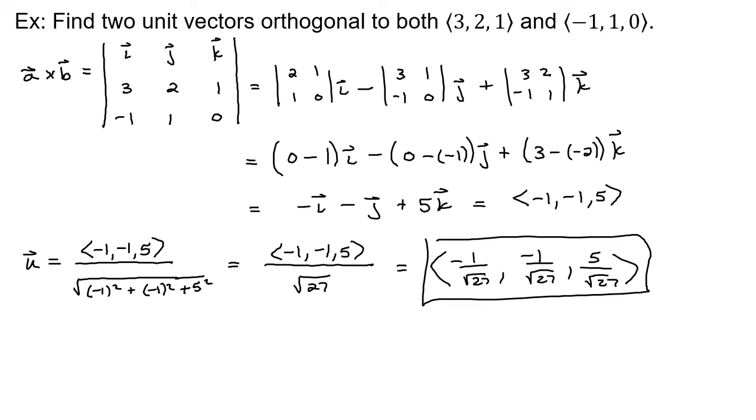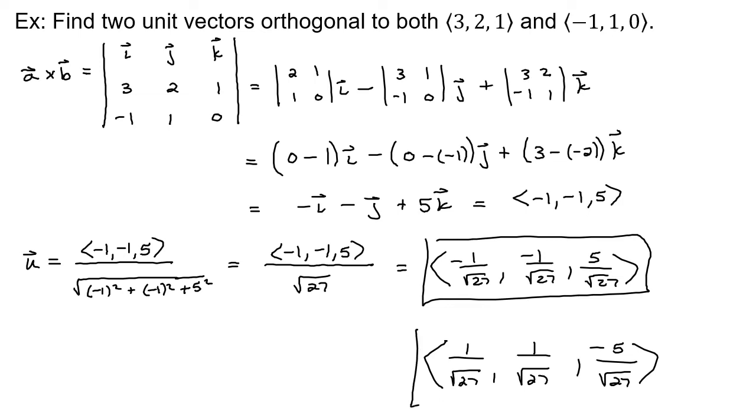So that's only one vector. The other vector that you could have found is if you would have reversed the cross product part and put the negative 1, 1, 0 in there first. The only thing that changes is the sign. So we could have another vector of positive 1 over root 27, positive 1 over root 27, and negative 5 over the square root of 27. That would be a different vector. Same magnitude, just the other direction. So that's how you end up with both vectors. So that would be 2 vectors.